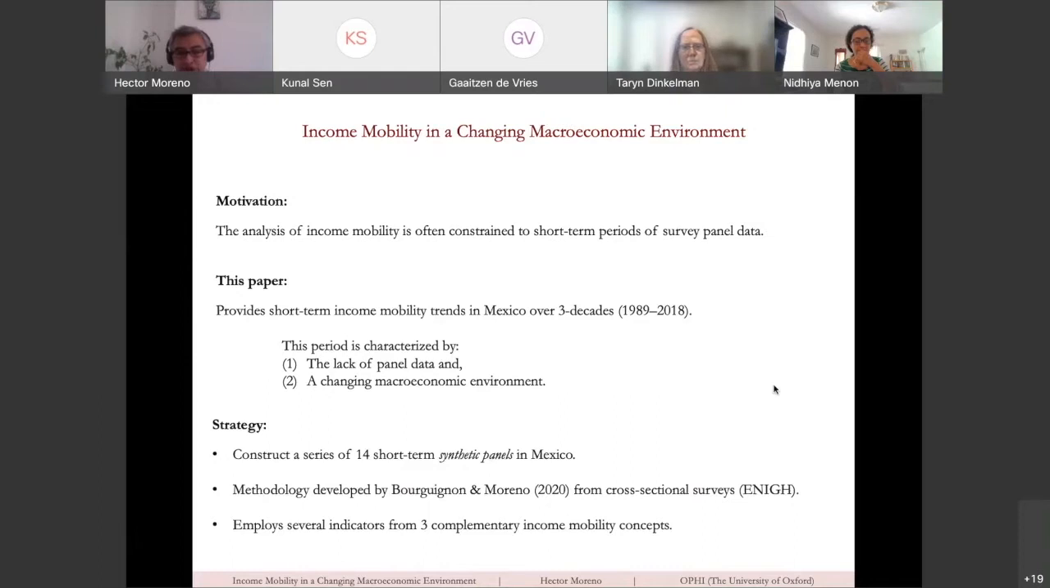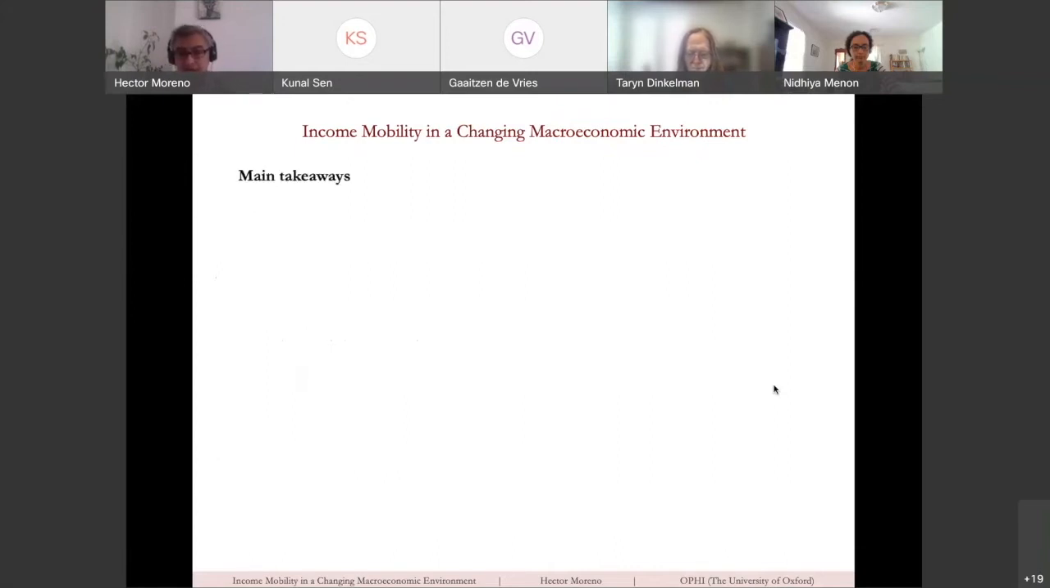So the empirical strategy consists in constructing 14 short-term synthetic panels, with a 2-year separation in each, using a methodology developed with François Bourguignon that relies on the use of cross-sectional surveys. The paper examines 3 concepts of income mobility that I will discuss later on. So let me jump directly to the conclusions for the sake of time.